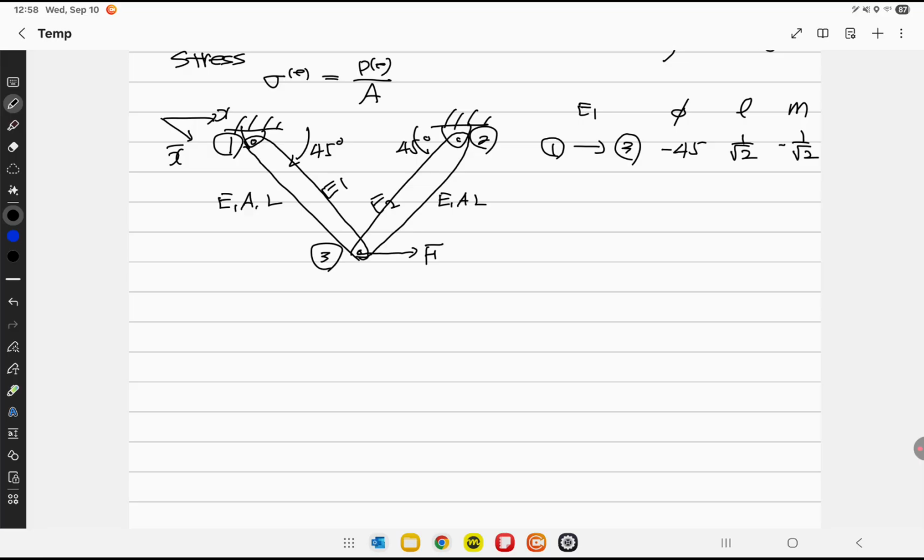Element 2. How do you define it? Let's define 2 to 3. Again, you can define 3 to 2, perfectly fine, but I define 2 to 3. Give me the angle. Negative 130? I have one vote for negative 135. Are there any others? Negative 135.